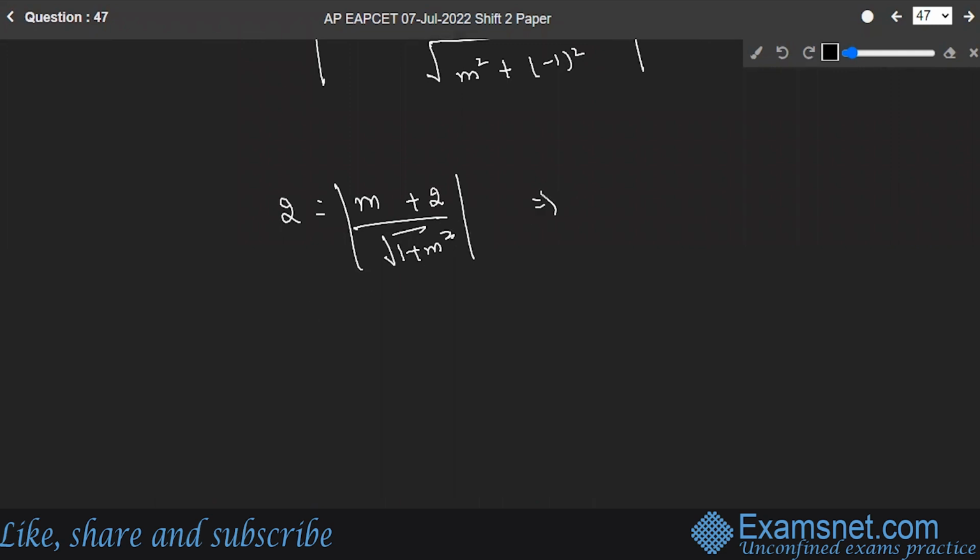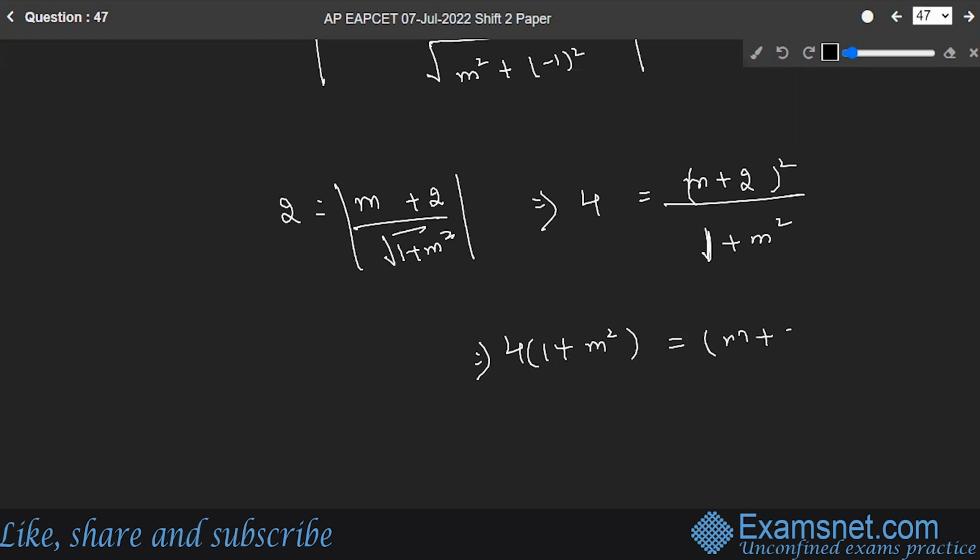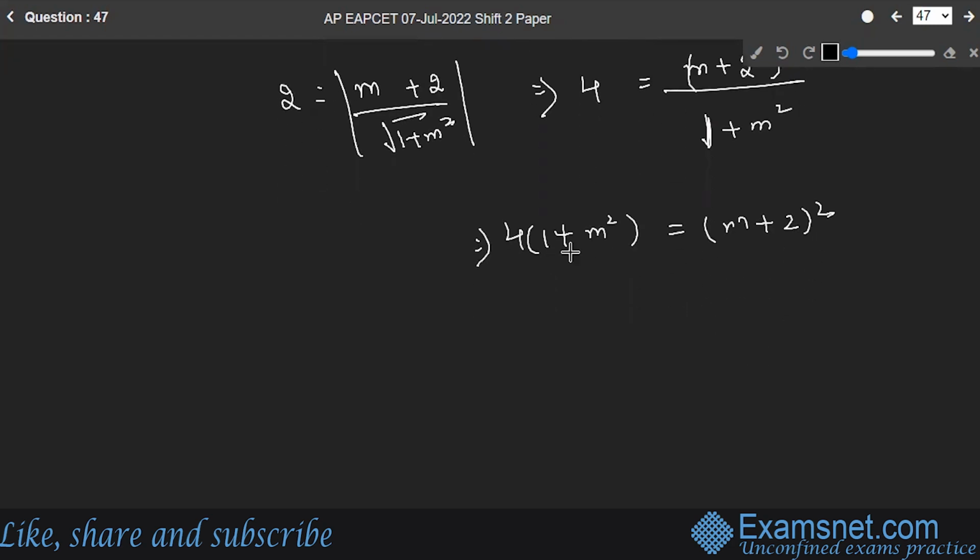Let's square both the sides. You will get 4 is equal to m plus 2 whole square divided by 1 plus m square, which will give you 4 times 1 plus m square is equal to m plus 2 square. Let's open this up. So you will have 4 plus 4m square is equal to m square plus 4 plus 4m. So this 4 and this 4 will get cancelled. Wait a minute, it is not 8m, it's 4m.